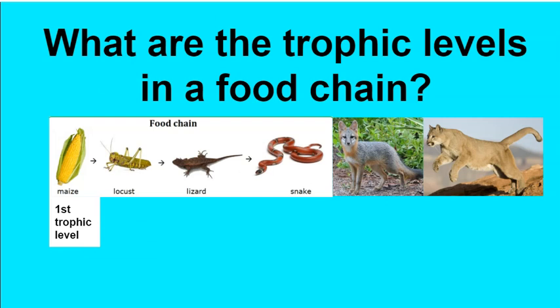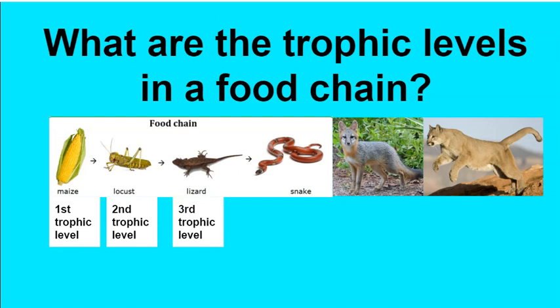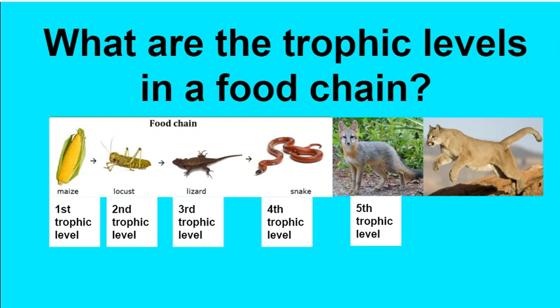Actually, your second trophic level is where your primary consumer is. In this case, the locust. Third trophic level is where your secondary consumer is. Your fourth trophic level is where the snake would be, even though it's the tertiary consumer. Your fifth trophic level, the fox. And then your sixth trophic level would be that mountain lion. It's the fifth consumer, but it's the sixth trophic level in that food chain, and what we'll see as trophic levels in that energy pyramid.